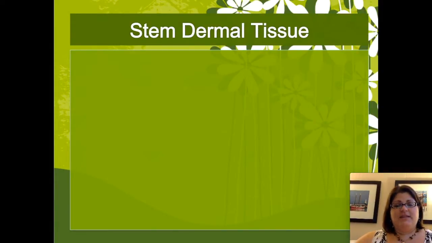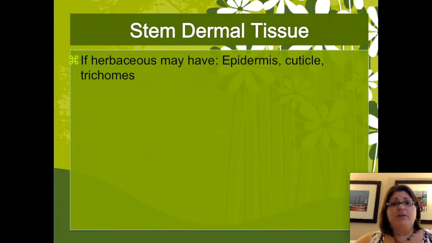The dermal tissue in the stem could be one of two things. A herbaceous plant is going to have dermal tissue that resembles much of what we learned about when we talked about leaves. A single layer of cells that make up the epidermis, perhaps a waxy cuticle, maybe some hairy trichomes, and it's going to seem pretty much like a part of a leaf that is used for support.